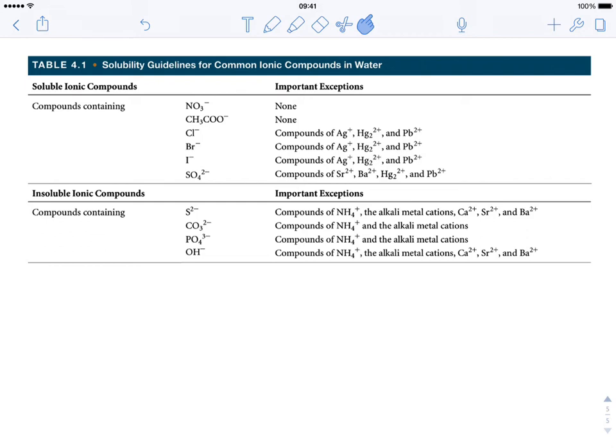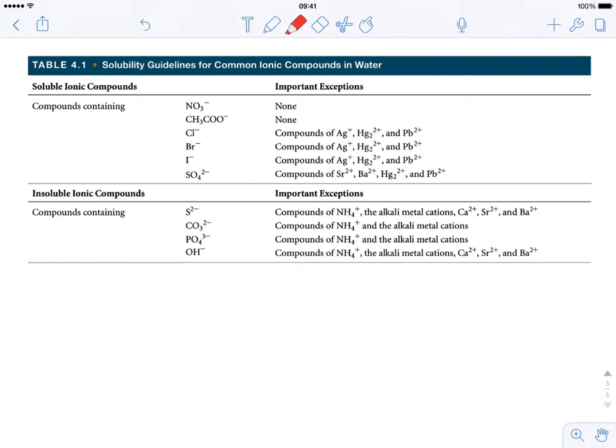But the next question then becomes, how do we tell if one of the products forms a solid or not? We can find that information out by looking at this chart. This chart is from your textbook, and it's called the solubility table or guidelines, or you'll see different words for it. It's important that you understand how to use this chart.